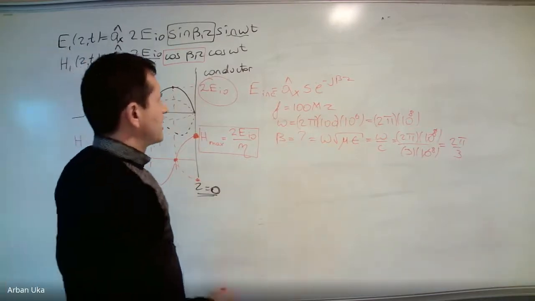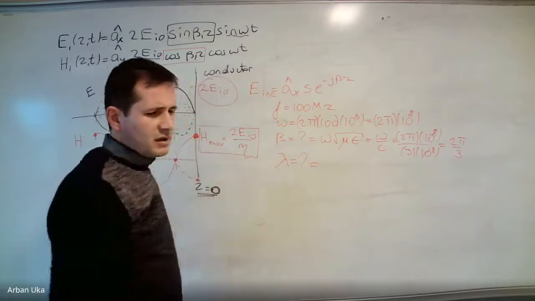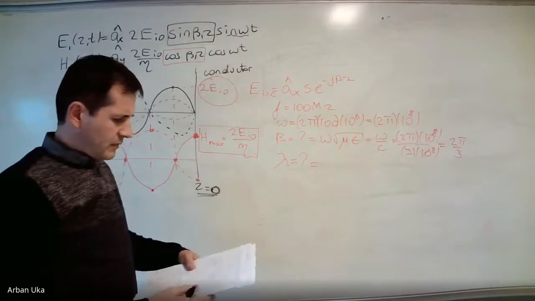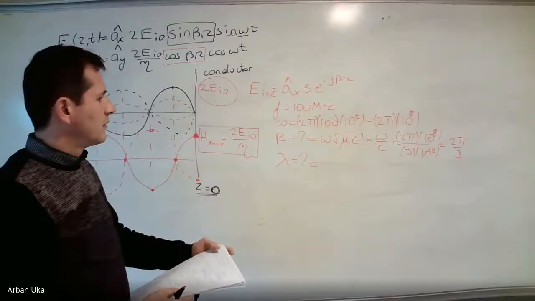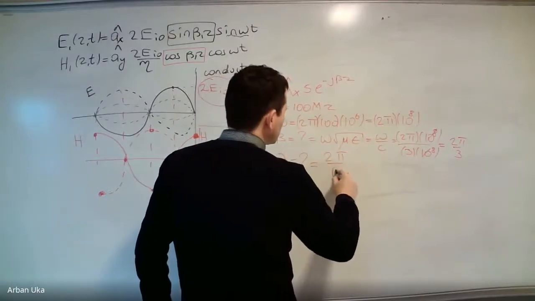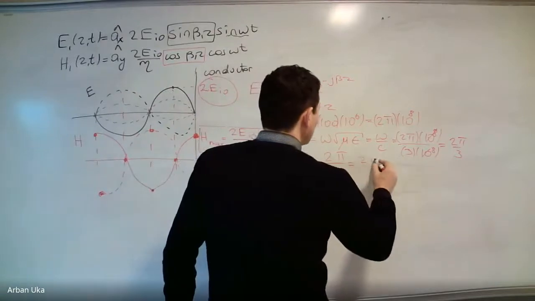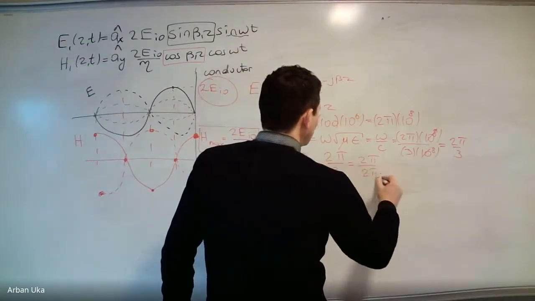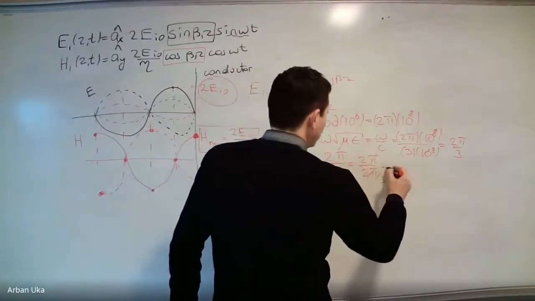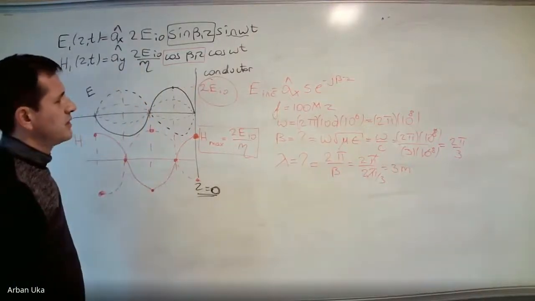And now, what is the wavelength? Can you check the expressions or the book for how we find the wavelength? Professor, 2 pi over beta. That's correct. Thank you, Christina. So this is 2 pi over beta. So in this case, lambda is equal to 2 pi divided by 2 pi over 3. And this we get what? 3 meters. Okay, so we get a wavelength which is equal to 3 meters.